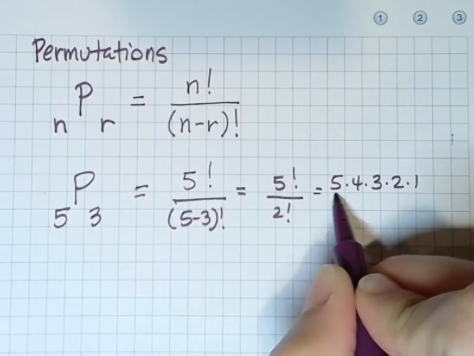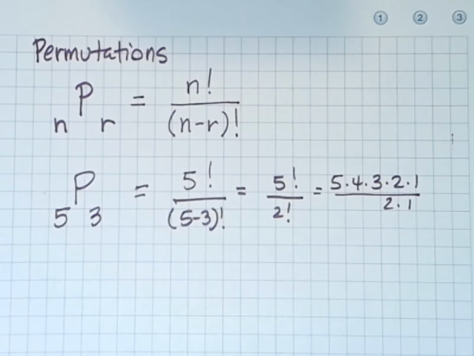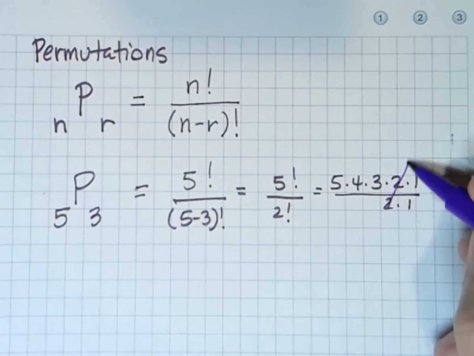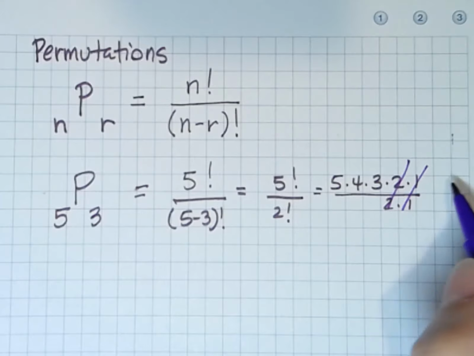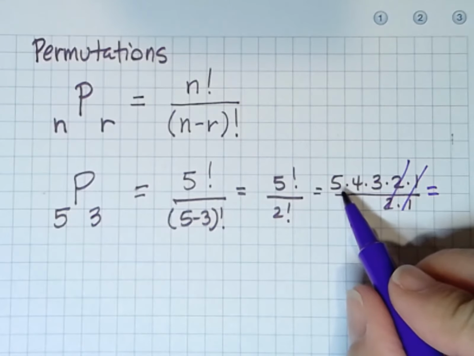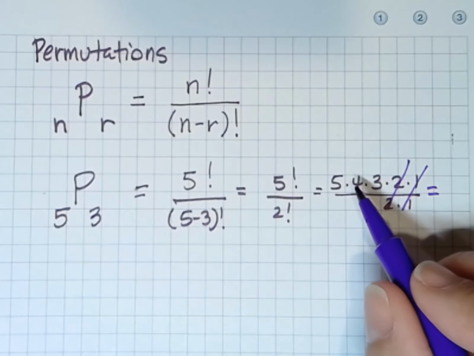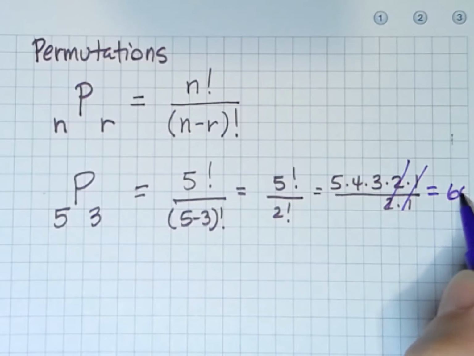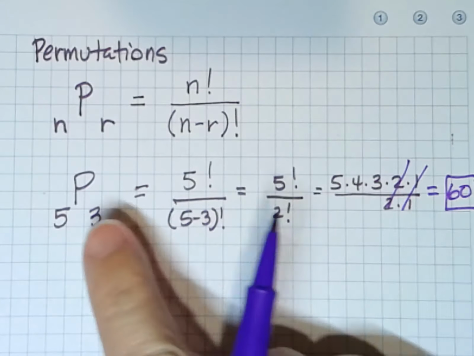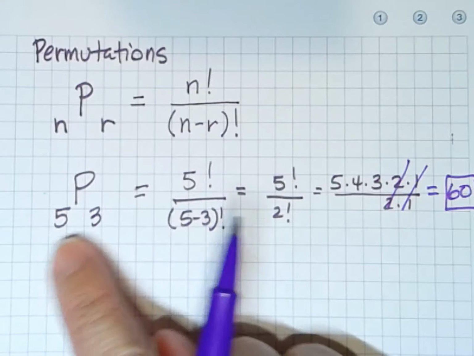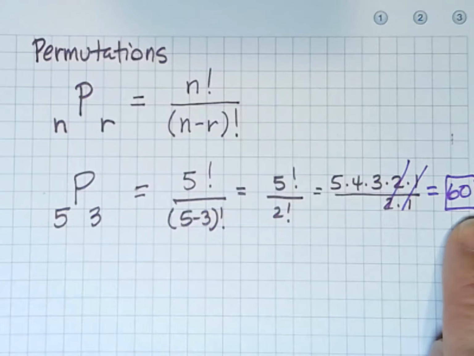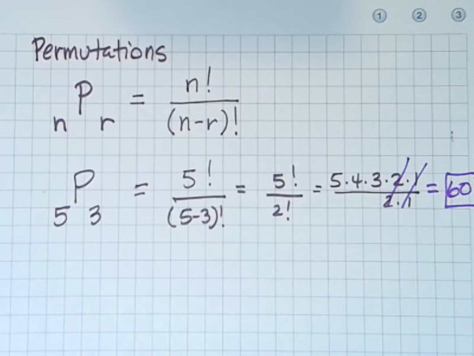Okay, so this is written out. And so then these divide to 1, these divide to 1. So you'd be left with 5 times 4 times 3. And 5 times 4 is 20. 20 times 3 is 60. So the permutation of 5 things taken 3 at a time is equal to 60. So that's your permutation formula.